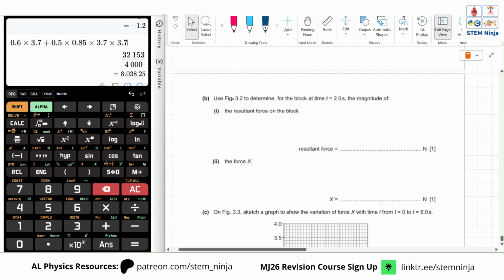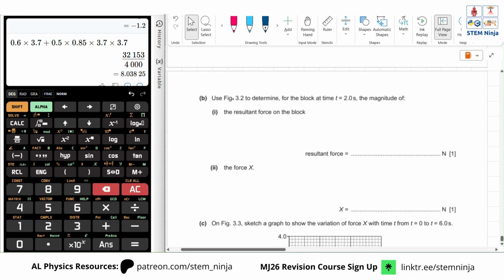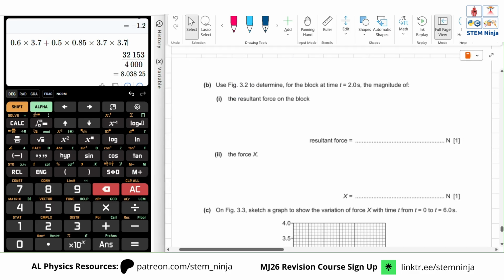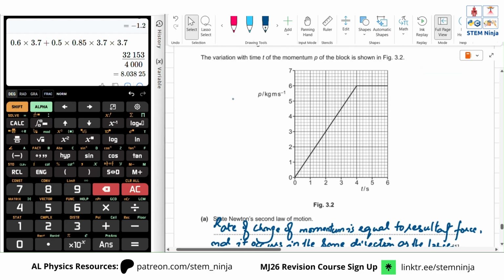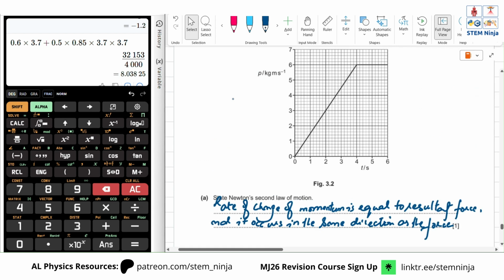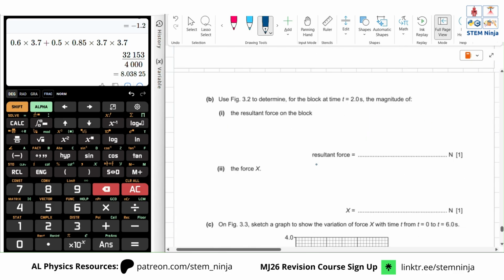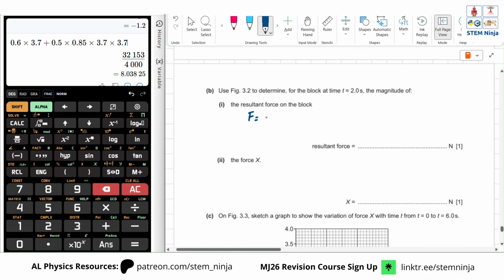Use figure 3.2 to determine, for the block at time t equal to 2 seconds, the magnitude of the resultant force on the block. So at time t equal to 2 seconds. Between 0 and 4, the force is going to be constant because the gradient is constant. So 3 over 2. Force is basically the gradient, so that is simply 1.5. Force X.